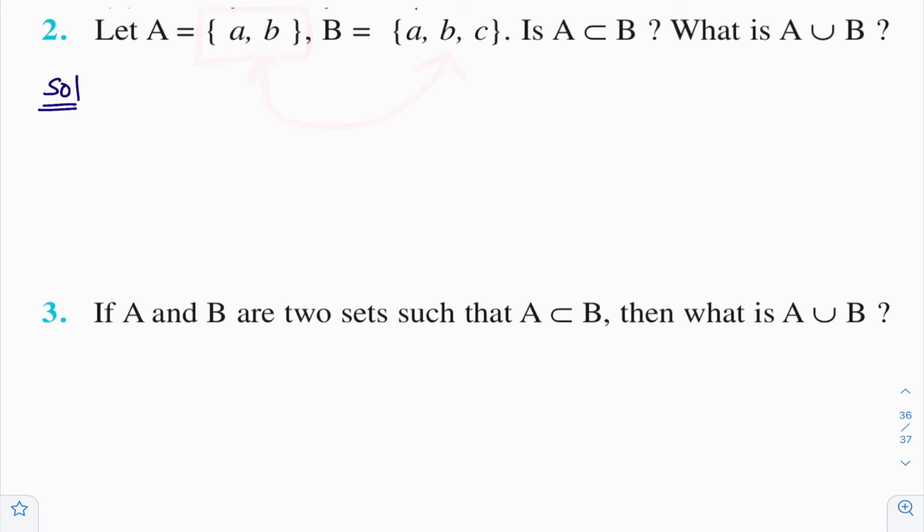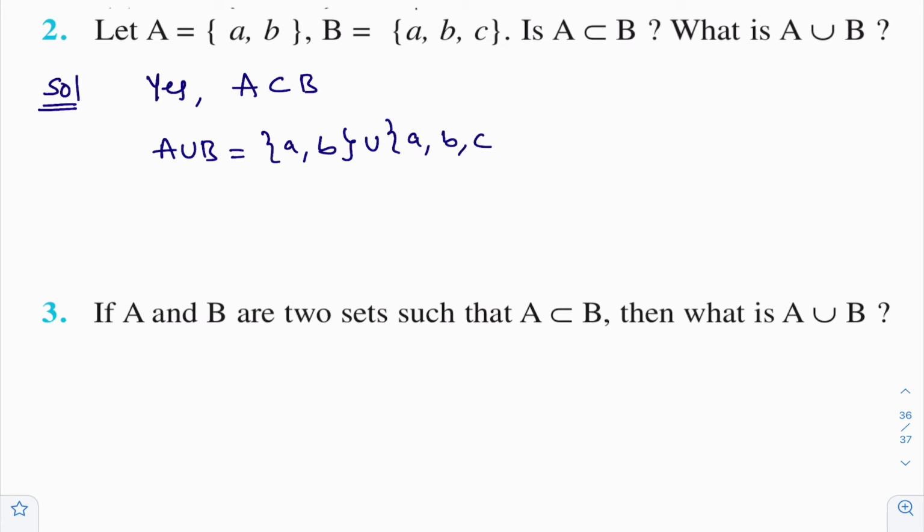Now you look here, all the elements present in A are present in B. You look, first element a is there in set A; a is present in B, yes. b is there in set A; b is present in B, yes. So what will we write? Yes, A is a subset of B. Okay, and what further are they asking? What is A union B? Okay, what is A union B? Set A is a, b, union, set B is a, b, c.